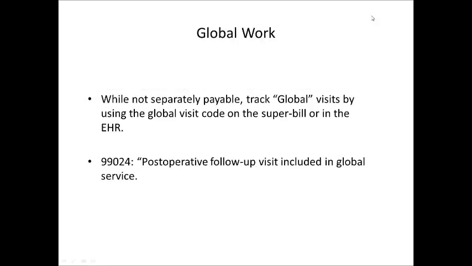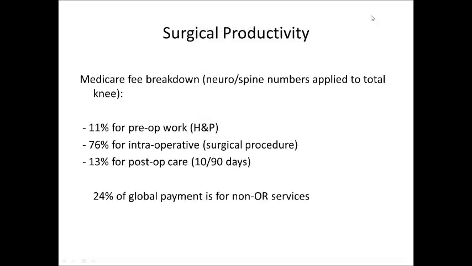I want to shift and go back a little bit to the global issue because that becomes an important concern in terms of how PAs can be better utilized within the healthcare system. If we take a surgical procedure, and in this case it's a total knee, and if we look at Medicare's guidelines in terms of how it breaks down the fee schedule that is paid for the service, we find that Medicare, in this particular case, allocates 11% of the total fee for pre-op, which is the H&P. 76% of the Medicare payment is for the intraoperative or surgical procedure, and 13% of the total global fee schedule is paid for the post-op care, which is either 10 or 90 days, depending on the severity of the procedure, which means that 24% of a Medicare payment goes for something that doesn't happen in the OR.